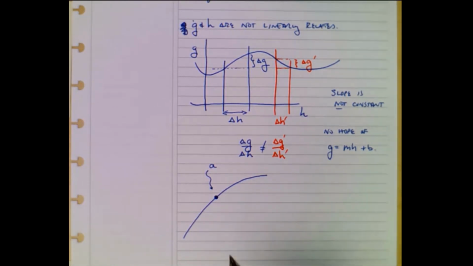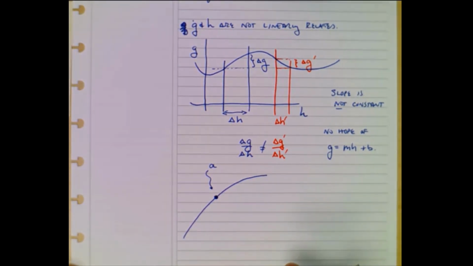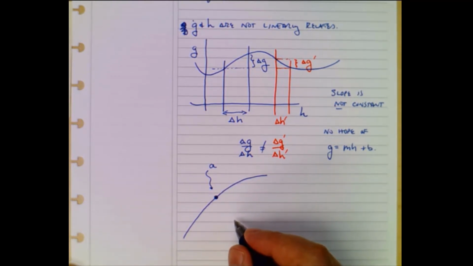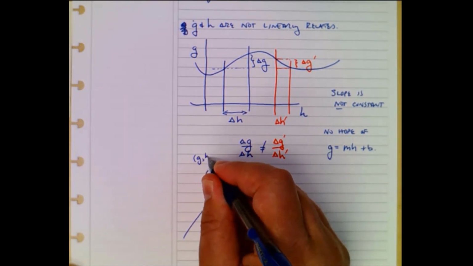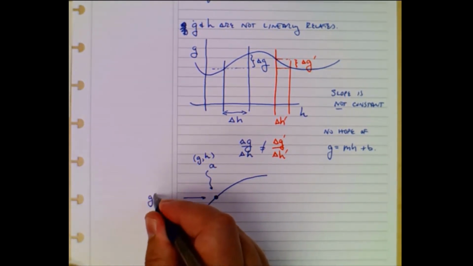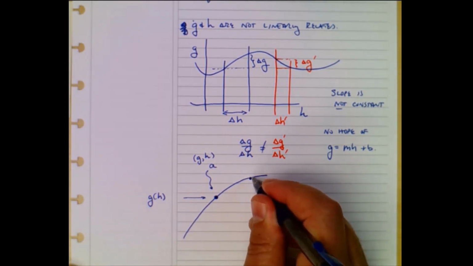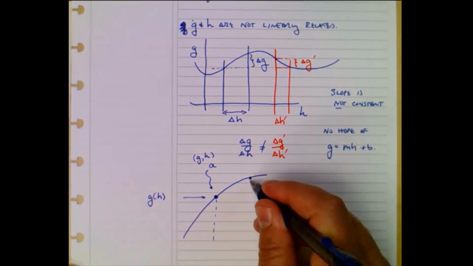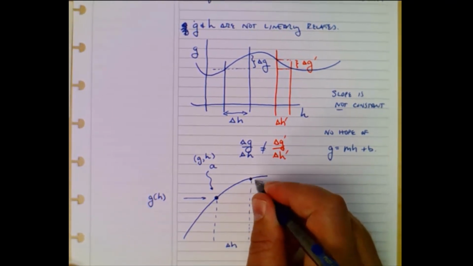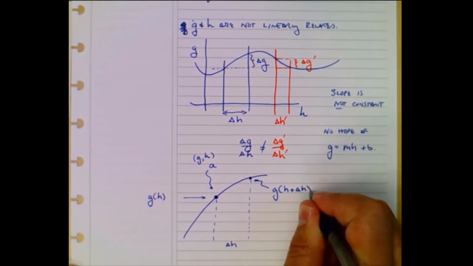If I want to know what the slope of that curve is at that location, I can start by saying, well, how about, this is a point g, h, right? So this value is g at h. And let's go over here, and we will call this difference delta h. And so at that location, the value of g is g at h plus delta h.